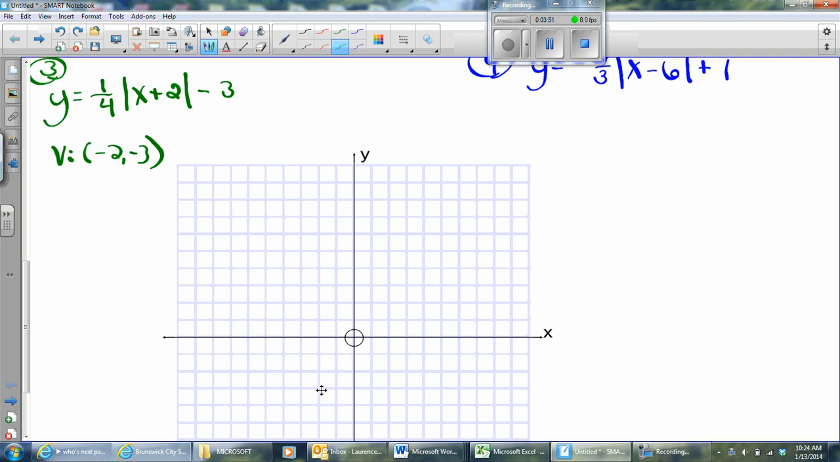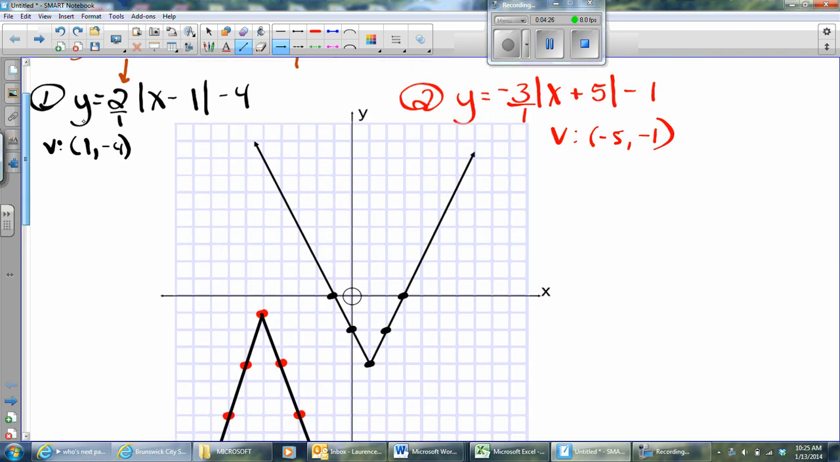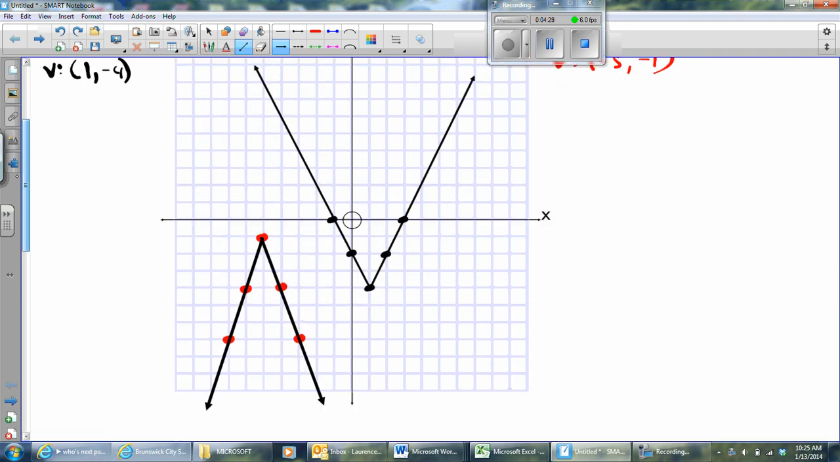1, 2, 1, 2, 3. All right. And so we're going to rise 1, run 1, 2, 3, 4. And rise 1, go back 1, 2, 3, 4. So you see, I'm going to get a real wide V. This stuff should be pretty simple. And there you go. All right. So when I had a 1/4, the V got really open. When I had a 2, the V got skinnier. Or a 3, it got skinnier.